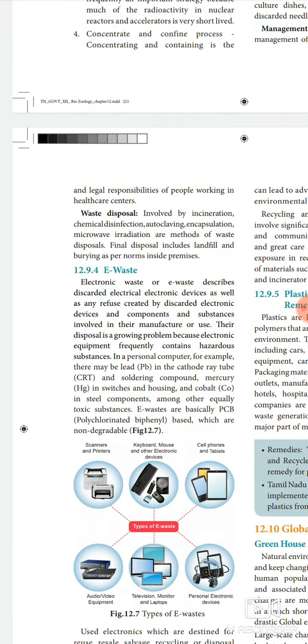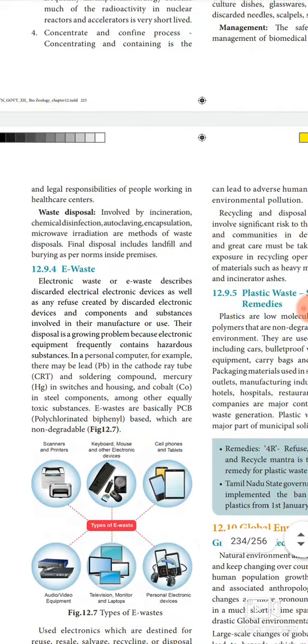E-waste means electronic waste, that is waste such as remotes, chips, motherboards, soldering boards, personal computer waste, scanners, keyboards, mouse, headsets. These all come under electronic waste. It is a non-degradable pollutant because these e-wastes basically contain PCB. PCB means polychlorinated biphenyl. So it is non-degradable. It cannot be degraded in a natural way.